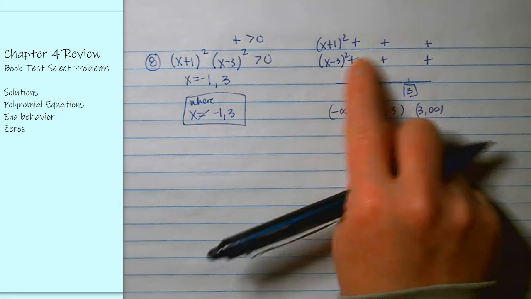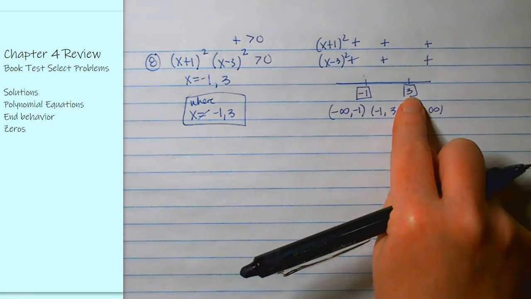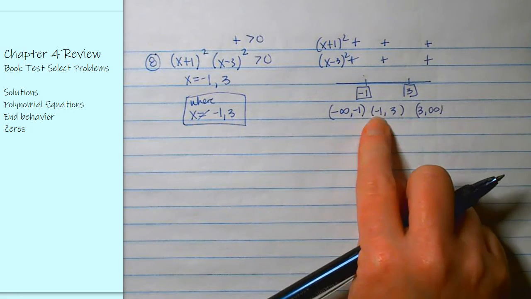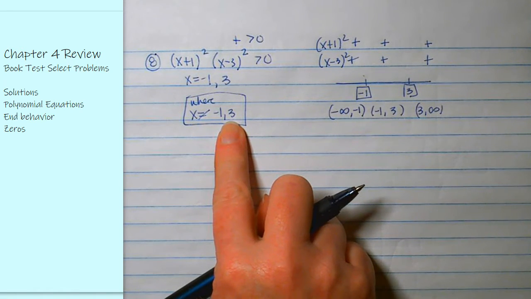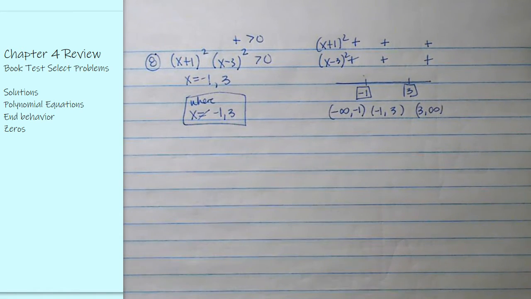So I need to say x is not equal to -1 or 3. Every other value makes it positive. Just these two are not equal to 0. So these brackets tell me I can't include -1 or 3. So all real numbers except -1 and 3 for number 8.